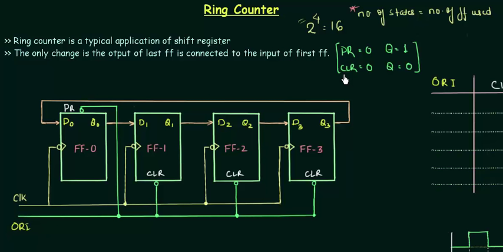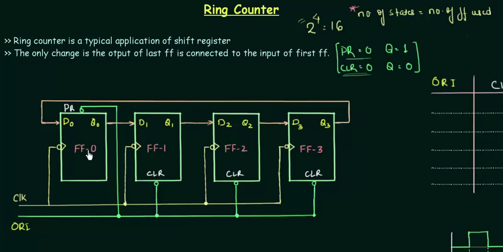There is a very important point you have to remember regarding this preset and clear. Whenever preset is equal to 0 or clear is equal to 0, the output is going to be 1 and output is going to be 0 respectively, and it doesn't look for the value of the clock or D, the input. Whatever be the value of the clock or whatever be the value of the input, whether you are using the JK, T, SR or D flip-flop, the output is going to be 0 or 1. That's why we call them overriding input. They are going to override your output.